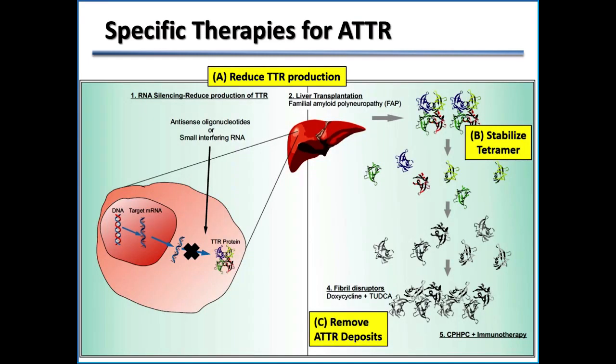So I talked a lot about light-chain amyloid. So how do we treat ATTR? If you remember from earlier, TTR is made by the liver. You have this nice tetrameric protein, and that basically dissociates into monomers, and this falls into the tissue. So in the natural history, remove what's already in your tissue.